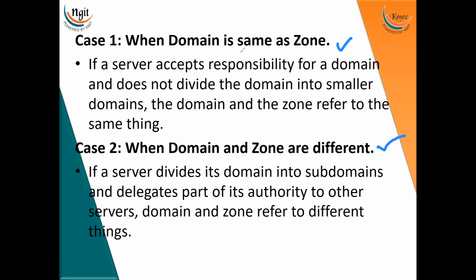Here, if domain and zone are both the same, a server accepts responsibility for a domain and does not divide the domain into smaller domains. Because if the domain and zone are the same, then the transmission will be the same. But if the domain and zone are different, then what do we have to do? If a server divides its domain into subdomains and delegates part of its authority to other servers, then domain and zone refer to different things. We have now learned about the domain and zone, when they are the same in one case and different in another case.